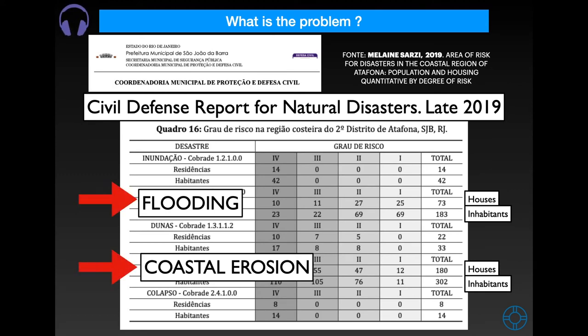Here is a civil defense report for natural disasters made in late 2019. They mapped the area of risk for disasters in the coastal region of Atafona and accounted for the population and housing inside the risk perimeter. Today, 73 houses and 183 inhabitants are inside the flooding perimeter, and 180 houses and 302 inhabitants inside the coastal erosion perimeter.